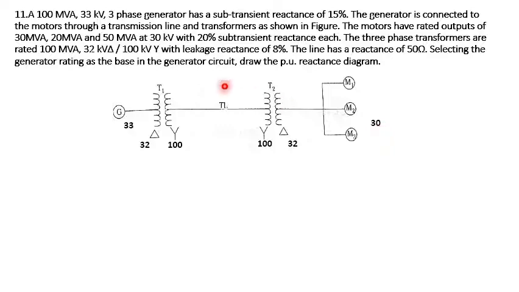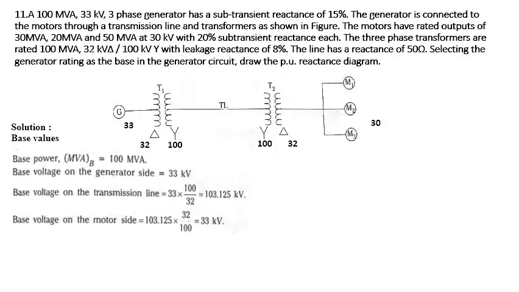In the numerical, we have to see which side is star and which side is delta. You have to be very careful here. Coming to the solution, we have to consider the base values. In the numerical, they have mentioned 100 MVA, 33 kV is the base on the generator side. So we'll get the actual and the base value.